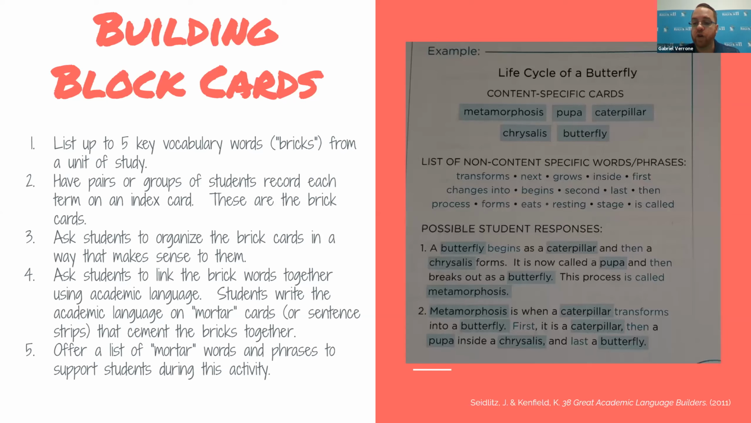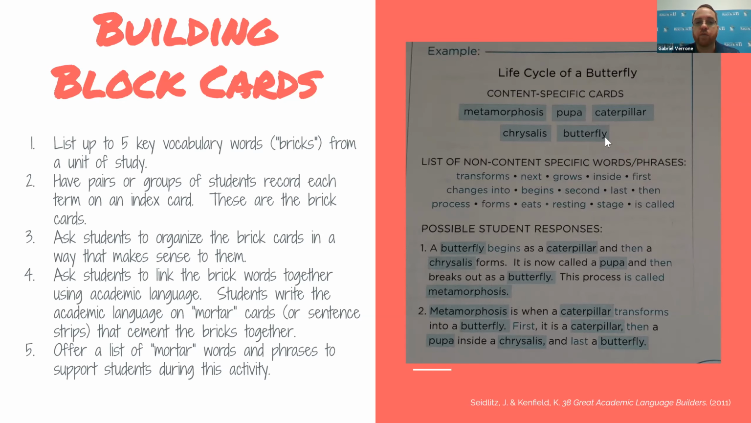Okay, now this is what I really want to jump on real quick. In terms of thinking about giving students a word bank, this is from John Seidlitz's book, Great Academic Language Builders, and it's called Building Block Cards. And basically what you do is you take a concept. So earlier we did the life cycle of a butterfly, so we're going to revisit that, right? Then you give students the big picture words that are necessary for them to understand that content. In this case, it's metamorphosis, pupa, caterpillar, chrysalis, butterfly.